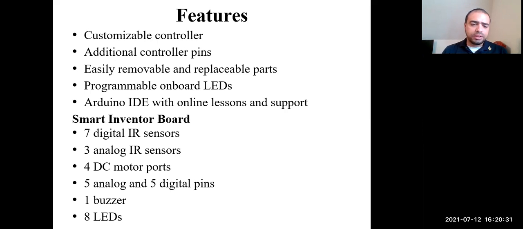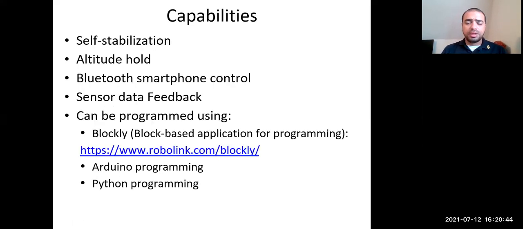You can look at these features here. So 7 digital IR sensors, 3 analog IR sensors, and 4 DC motor ports, 5 analog and 5 digital pins, and a buzzer and LEDs. The capabilities: self-stabilization, altitude hold, Bluetooth smartphone control. You can actually download an app and control it by your smartphone.